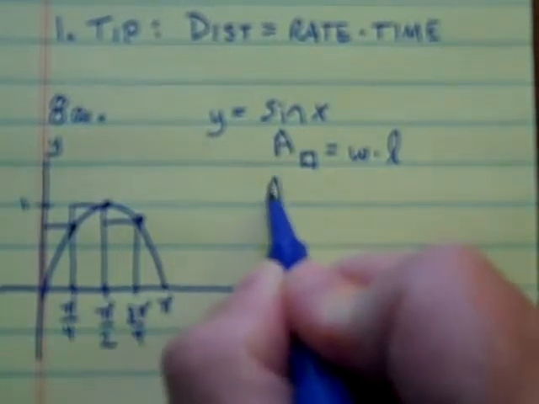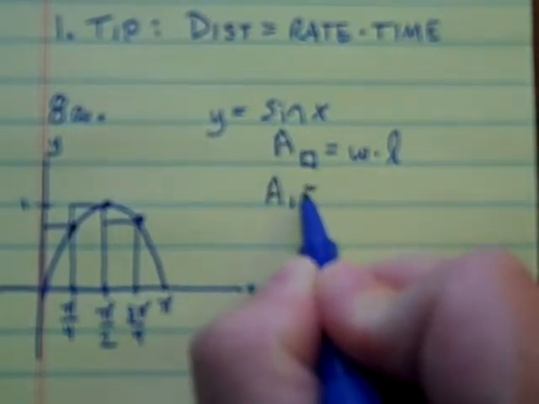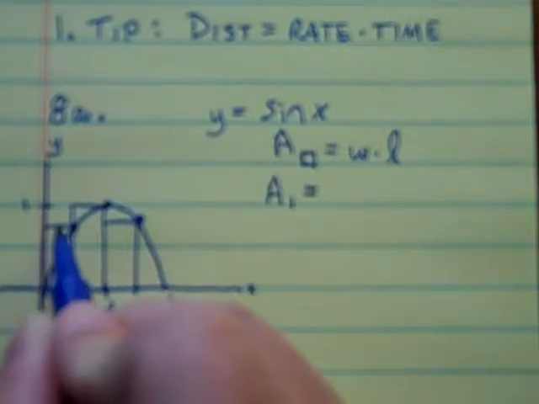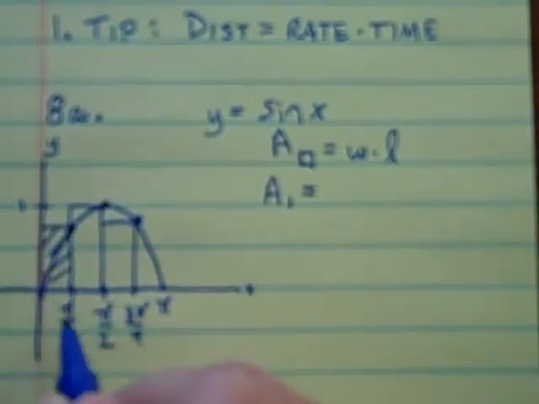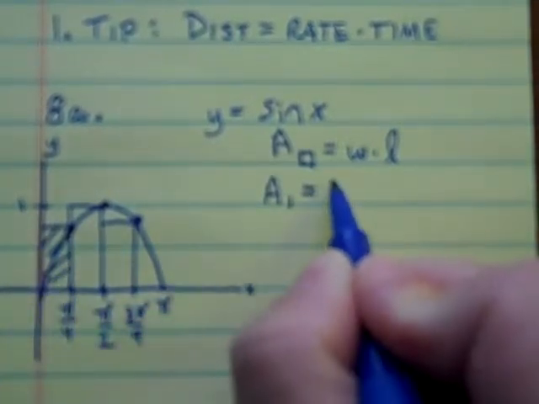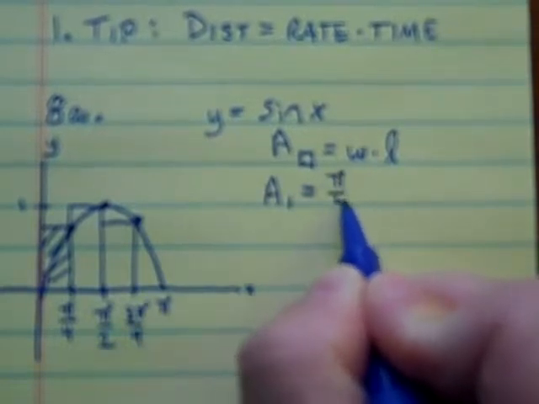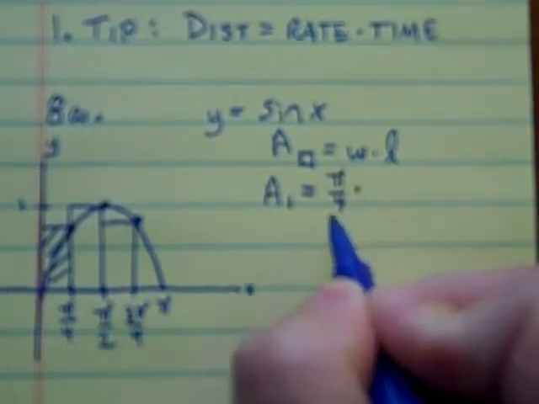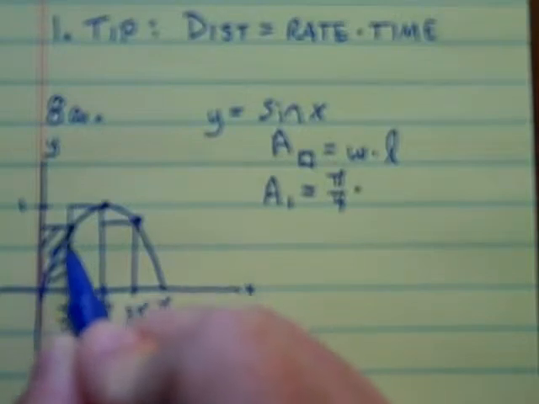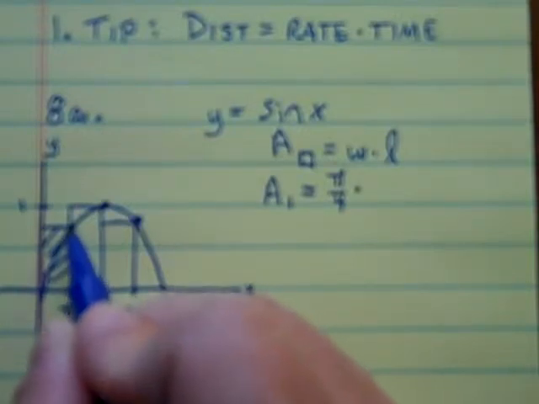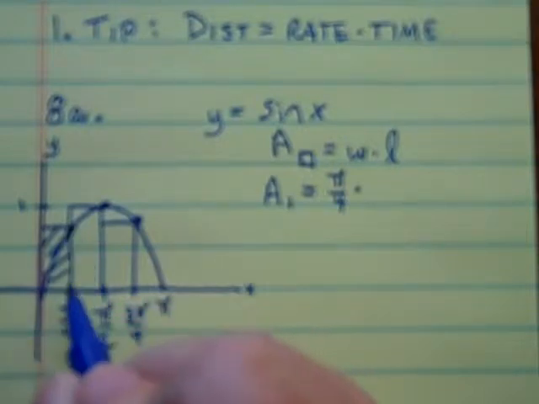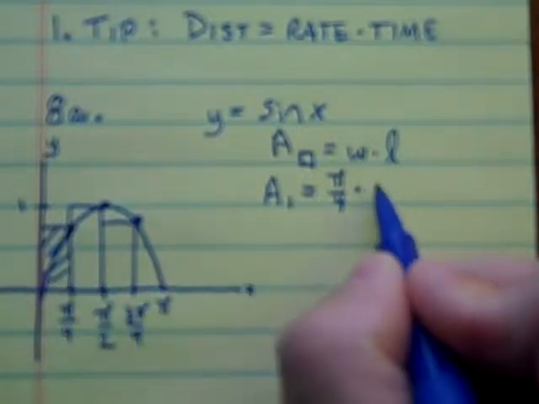So here we go. Area of the first rectangle is equal to the width, which is pi over 4, times the length, which is the height of this rectangle. See how it goes all the way up to this curve? So that is going to be sine of pi over 4.